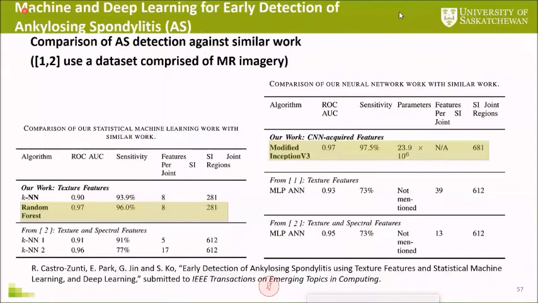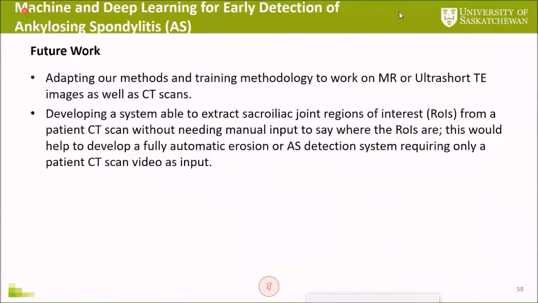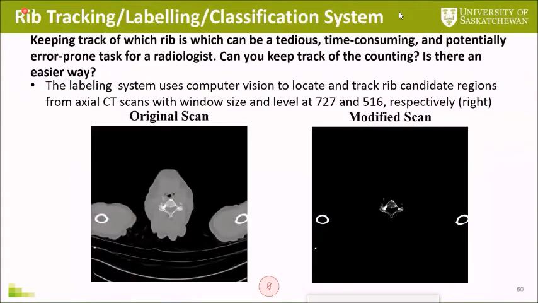Rib tracking labeling classification system is also interesting because if you look at the emergency room setup, not always you have a radiologist in the room. Now, if you have a patient that has some rib fracture, it's very tedious and difficult to say which rib has what kind of rib fracture. So we developed our system.